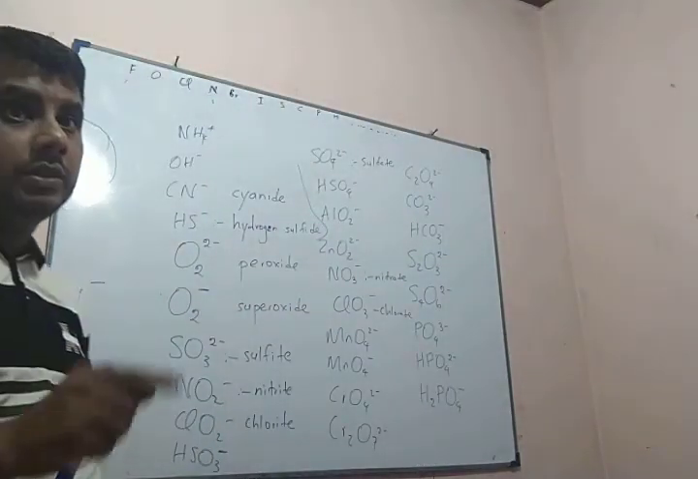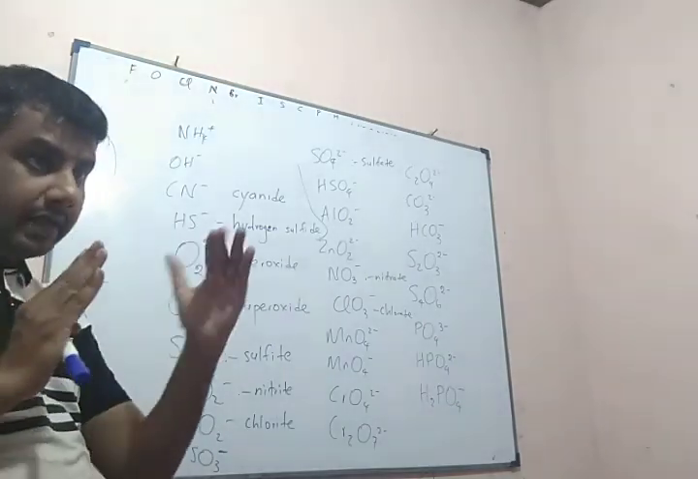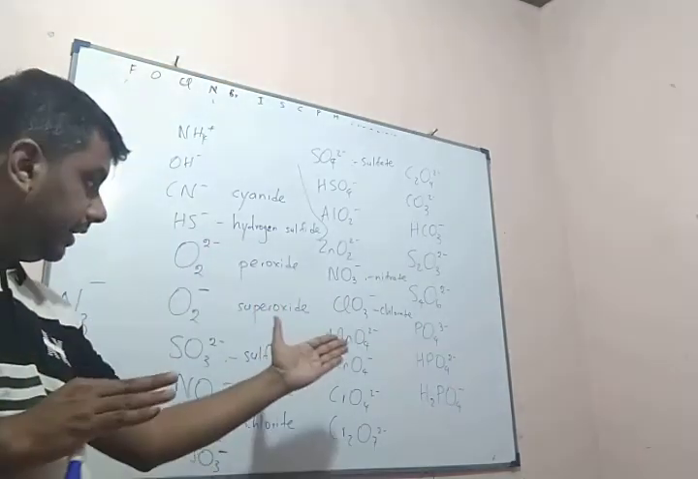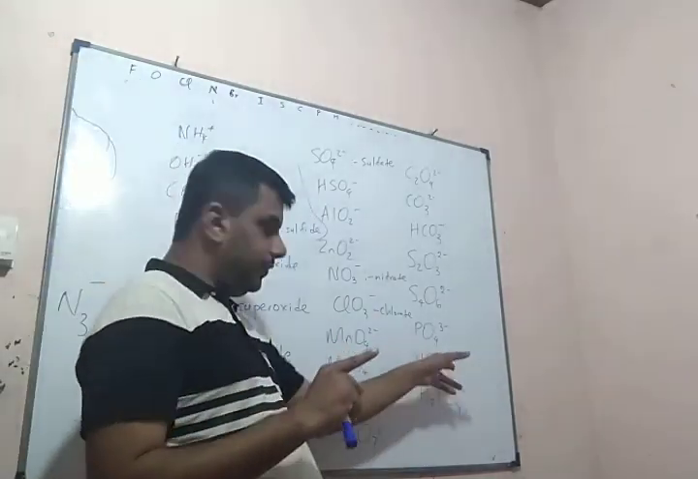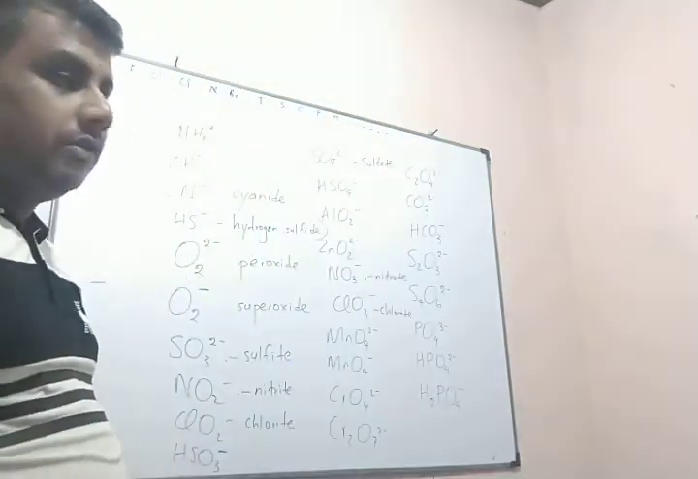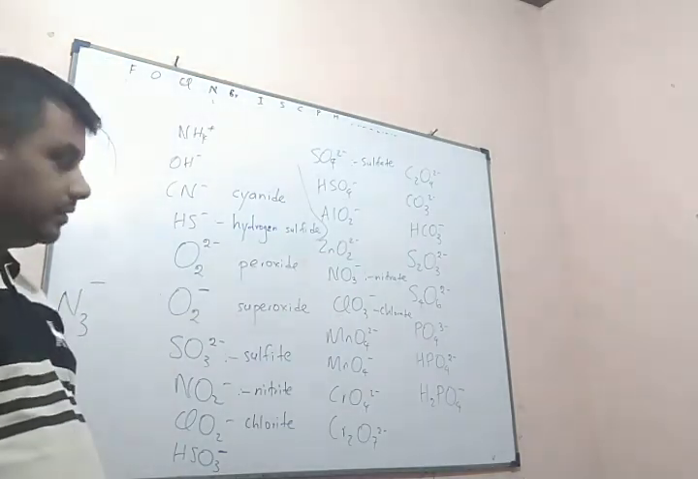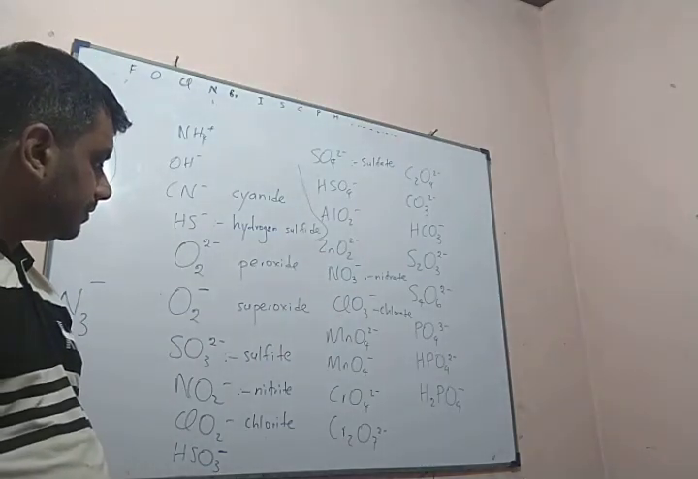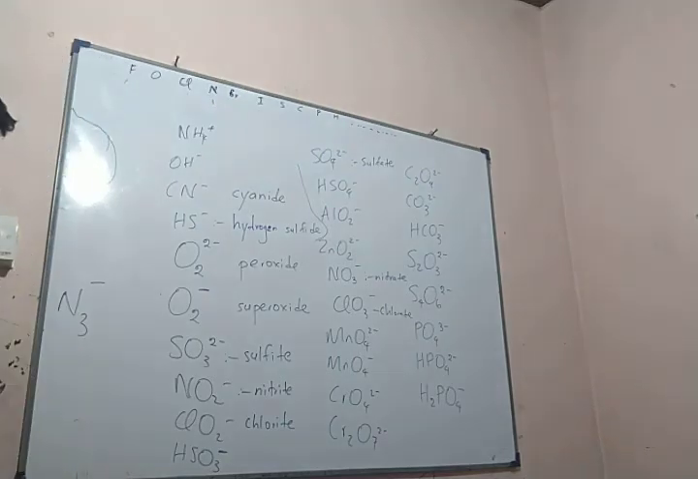And another important thing, a space should be left between hydrogen and the ion name. Hydrogen space phosphate. Dihydrogen space phosphate. Hydrogen space sulfide. Right? Okay.